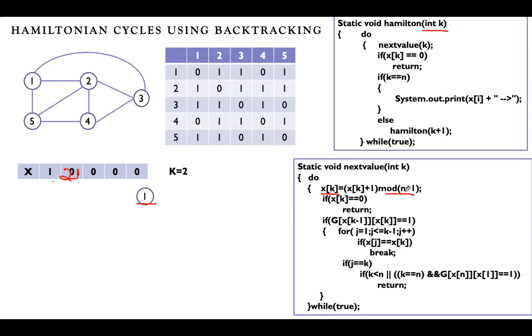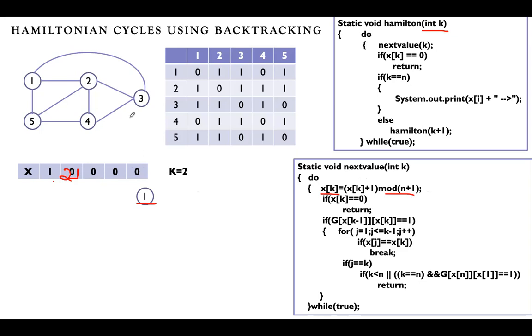N plus 1: n value is 5, 5 plus 1 is 6. 1 mod 6 is also 1, 2 mod 6 is also 2. So here it will not matter much. You'll see in the further process why this mod is required. So first we tried for vertex 1. 1, 1, there is no edge.